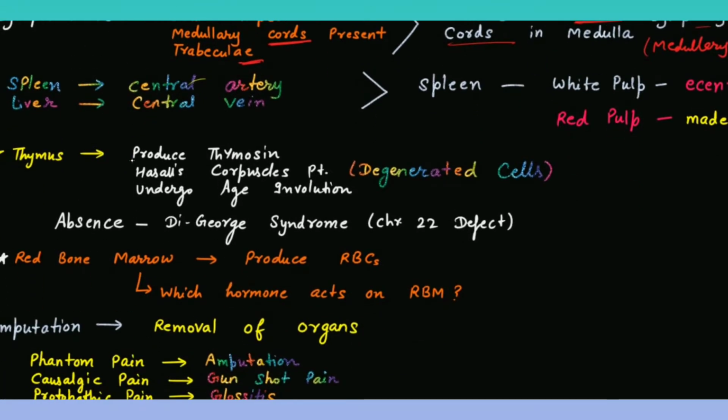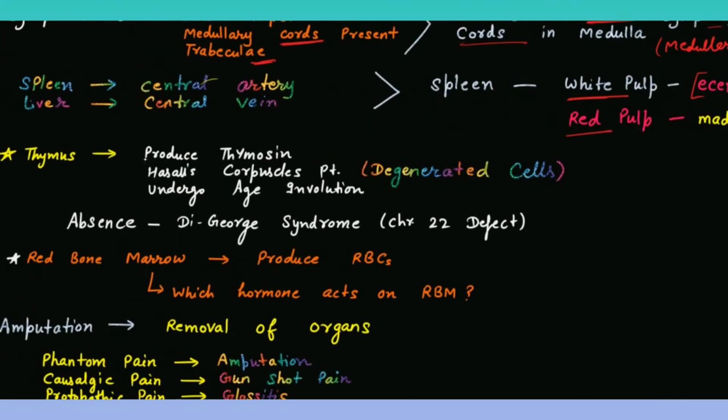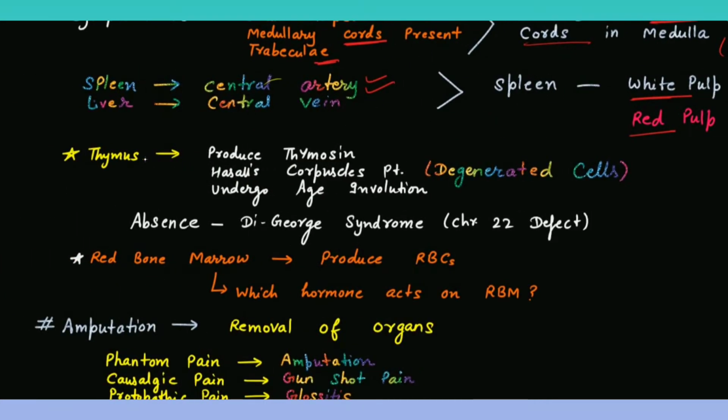Now talking about the spleen. The spleen has two parts, the white pulp and the red pulp. The white pulp has an eccentrically placed arteriole, the central artery. And the red pulp is made up of sinusoids and cords.